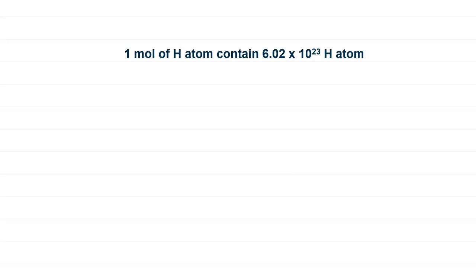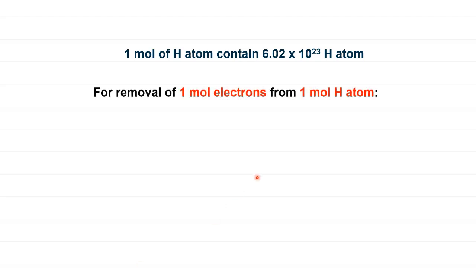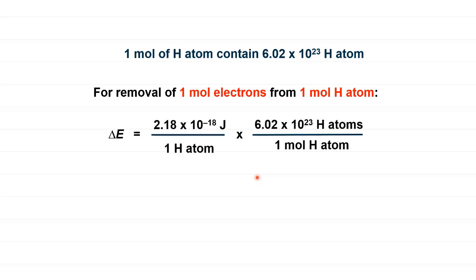You need to continue your calculations by relating that 1 mole of H atoms contains 6.02 times 10 to the power of 23 hydrogen atoms. This value comes from the Avogadro constant. So for removal of 1 mole of electrons from 1 mole of hydrogen atoms, we relate it to this Avogadro constant. Since the atom units can be cancelled, we are left with only 1.312 times 10 to the power of 6 joule per mole.